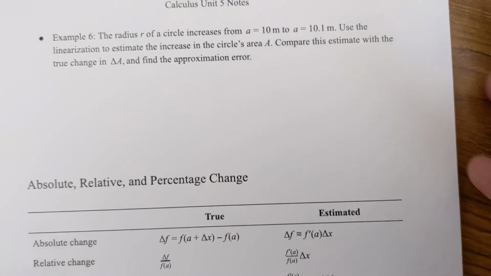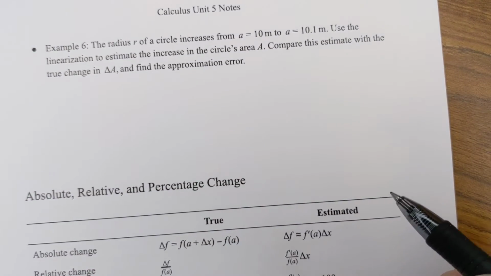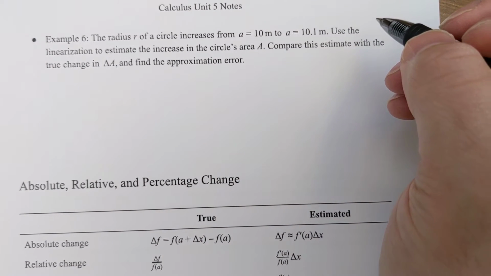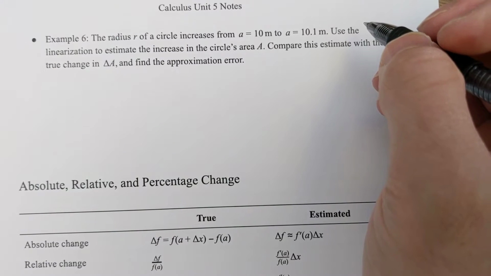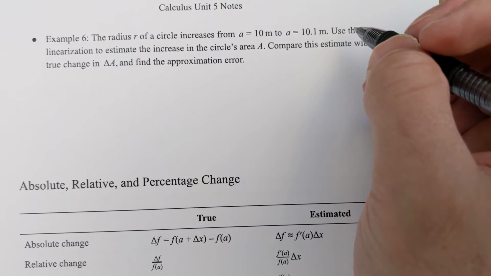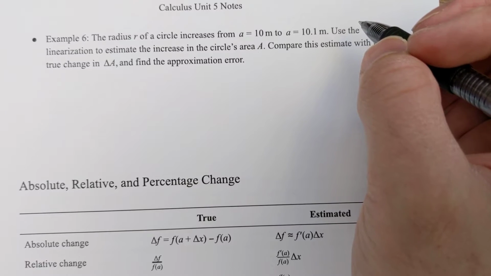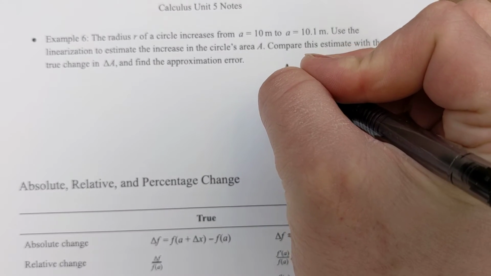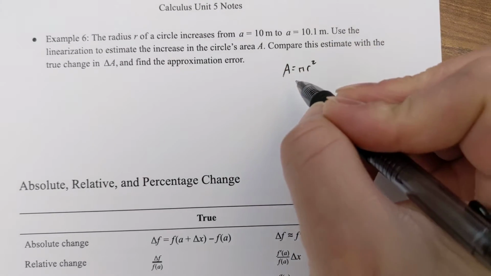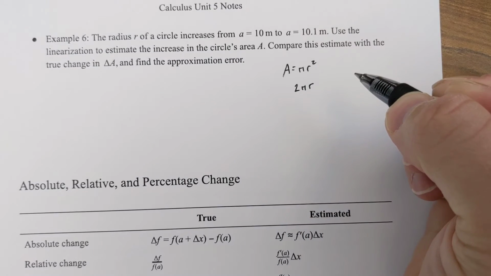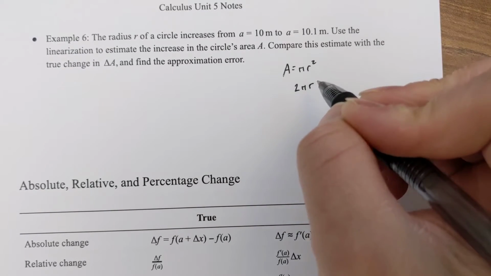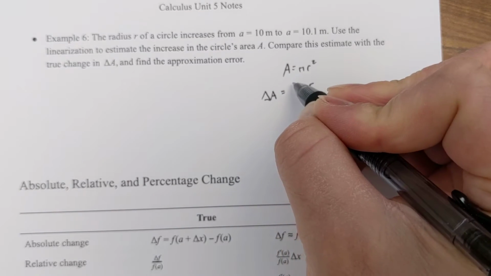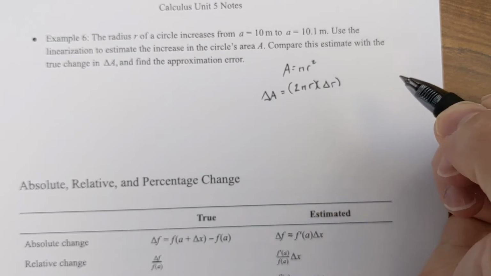Okay, so example 6: the radius r of a circle increases from 10 meters to 10.1 meters. Use the linearization to estimate the increase in the circle's area. Compare this estimate with the true change in delta A and find the approximation error. So here we go. The area of a circle is pi r squared, so the derivative is 2 pi r. So delta A is given by 2 pi r times delta r.